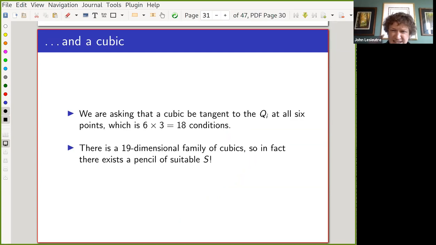So why should there exist a cubic? Well, once I find these quadrics, I have 6 points. I want to find a cubic with a prescribed tangent direction at each of 6 points. That's a total of 18 conditions on a cubic surface, but there's a 19-dimensional family of cubic surfaces. So good news for us. There will exist a cubic. In fact, there will exist a pencil of cubics that are going to work.